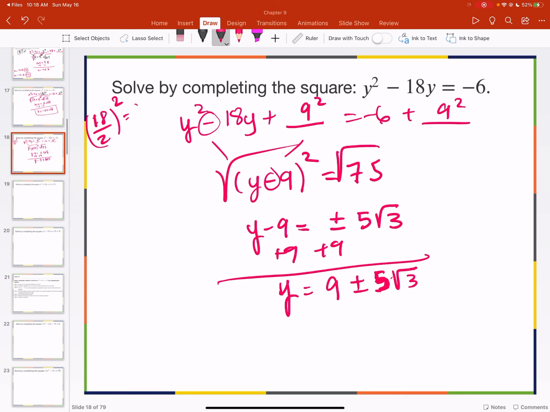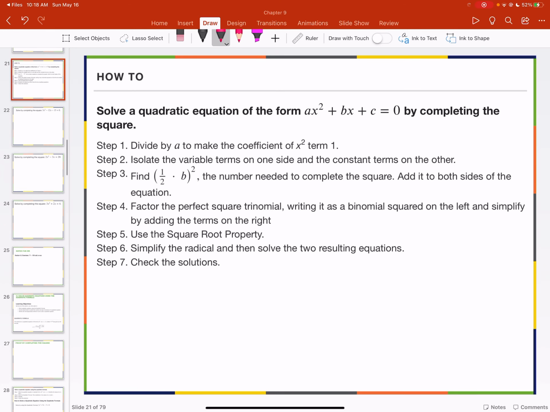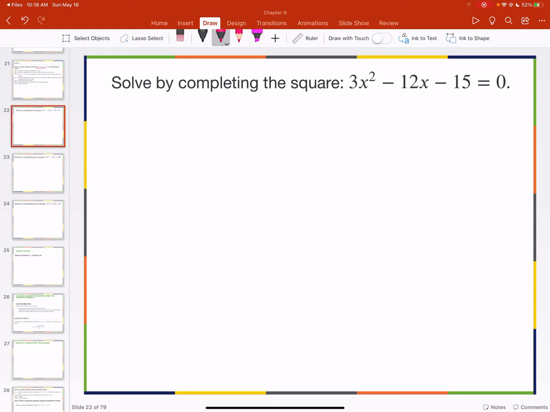Okay. How about if you have a number in the front? So let's say you have a quadratic equation of this form, ax squared plus bx plus c, where a is not 1. So first we need to divide by a, because in order to complete the square, the coefficient of the square term has to be 1. So let's go ahead and do that. So let's solve by completing the square.